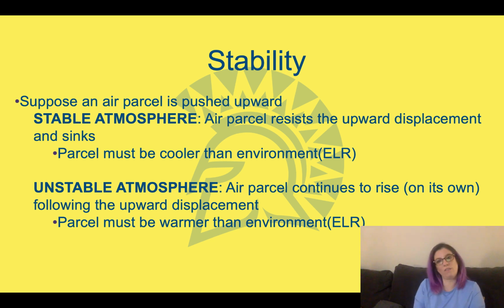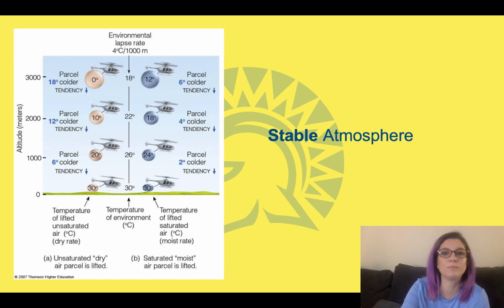If this air parcel is nudged up, then it's just going to keep going up. It's not going to go back down to the same place it started. That is going to be an idea of an unstable atmosphere.